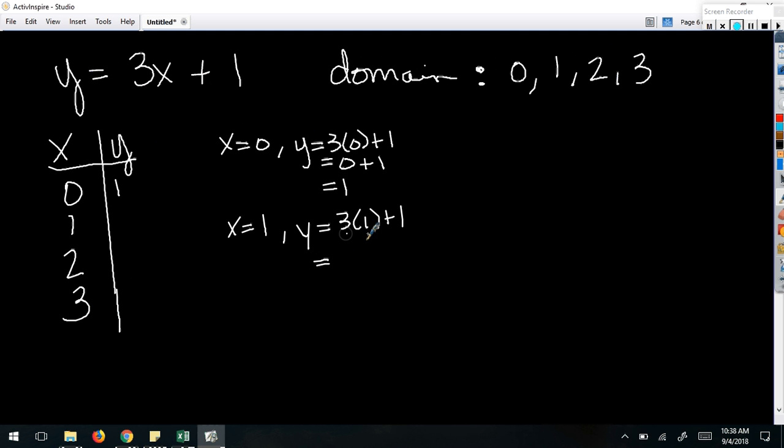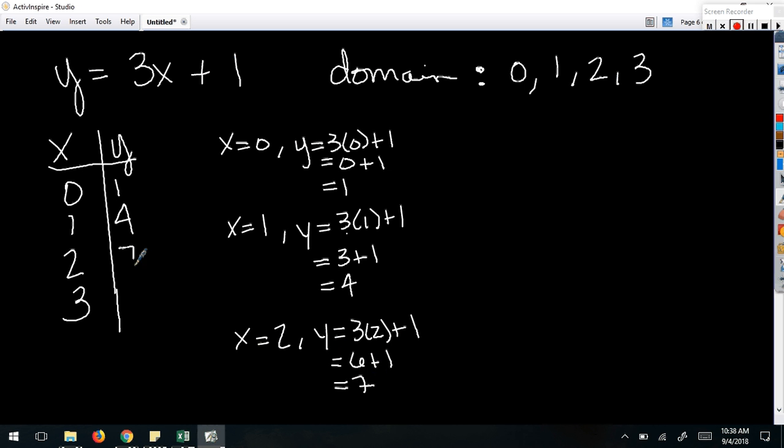Good. 3 times 1 is 3, and 3 plus 1 is 4. All right, when x equals 2, what is it? Miss McGee, I don't have no room for the graph. Can I count by twos? Sure. If I count by twos on one end, you've got to count by twos on both. Yeah. All right. 3 times 2 is 6, plus 1 is 7.